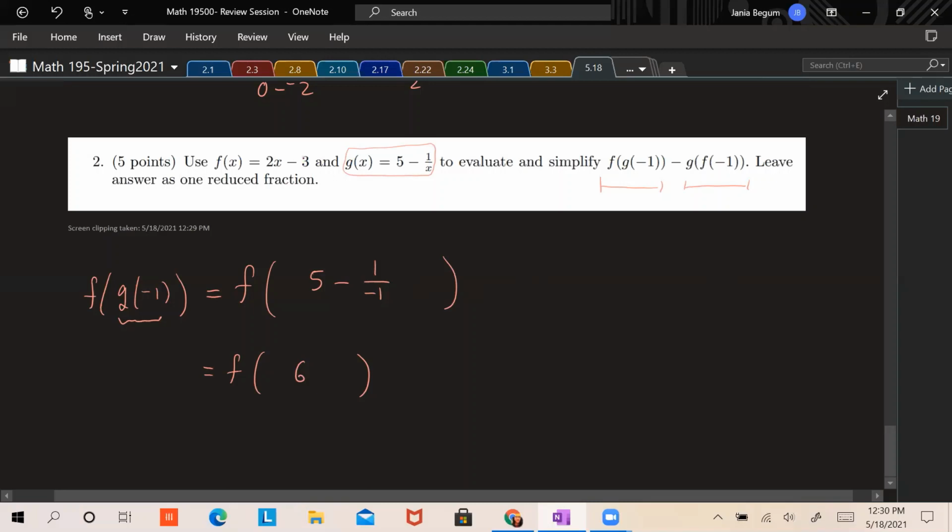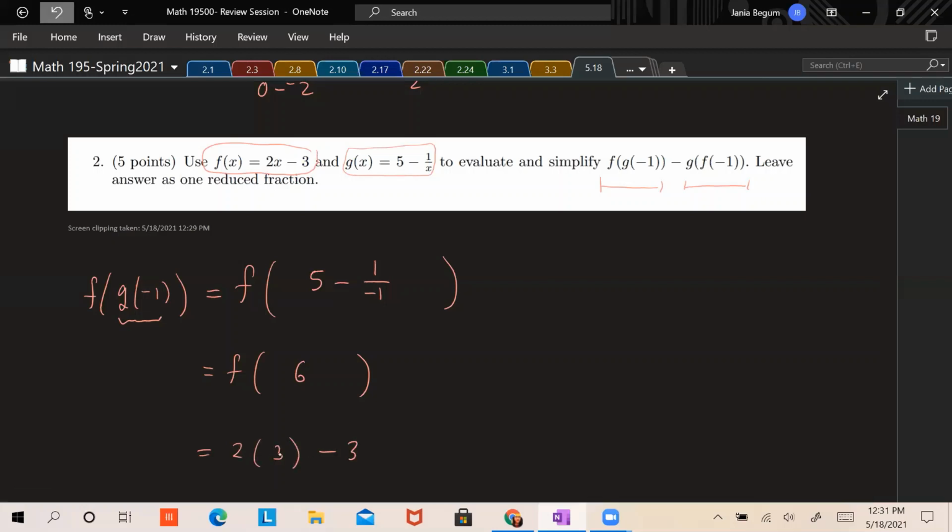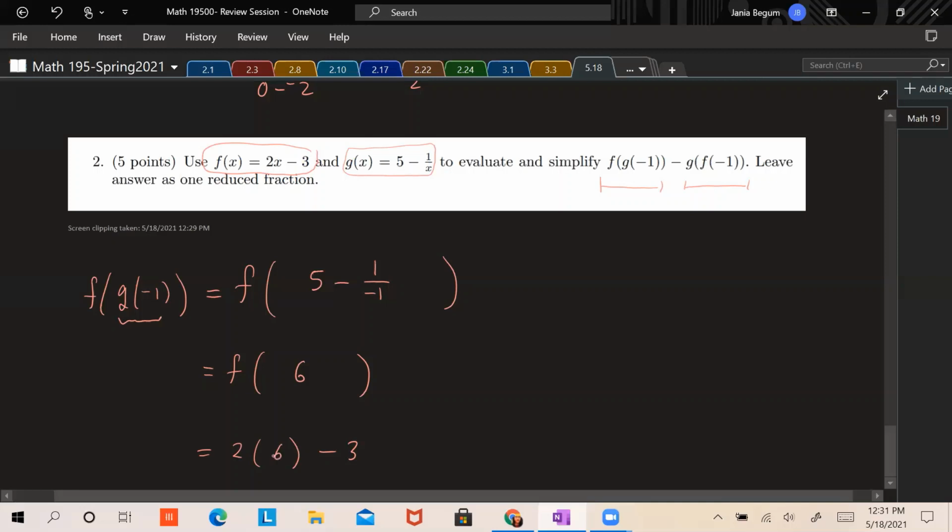Now that becomes the input for F. Now F is going to do 2x minus 3. So we have 2x minus 3, well, x is 3. No, wait, sorry. X is 6. And then we just figure out what this value is. So 6 times 2 is 12, minus 3, and this is going to be 9. So that's what we're going to replace right here.